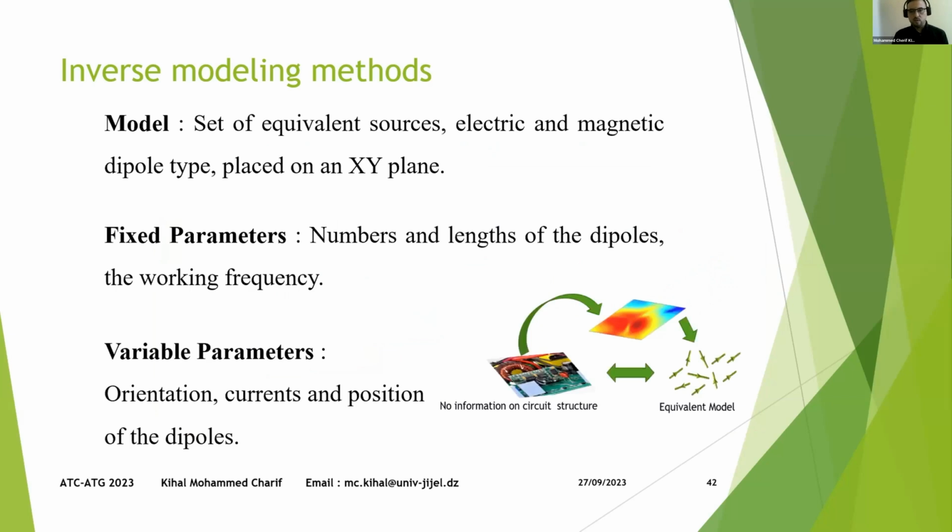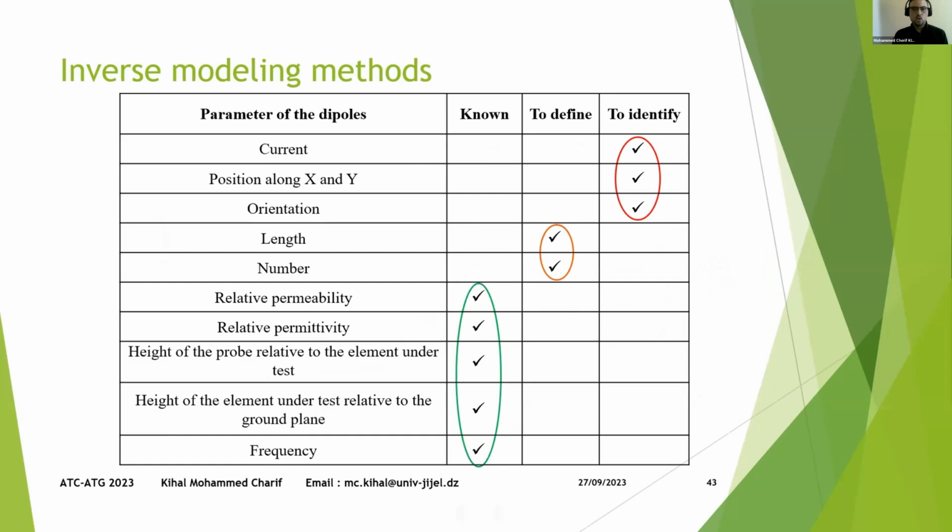The model is made up of a group of dipoles placed on a plane. Some parameters are known beforehand, such as relative permeability, relative permittivity, frequency, and height of measurements. Some parameters are defined by the user, which are the number and the length of dipoles, and some parameters are to be identified, which are the position, the orientation of the dipoles, and the intensities of the currents.